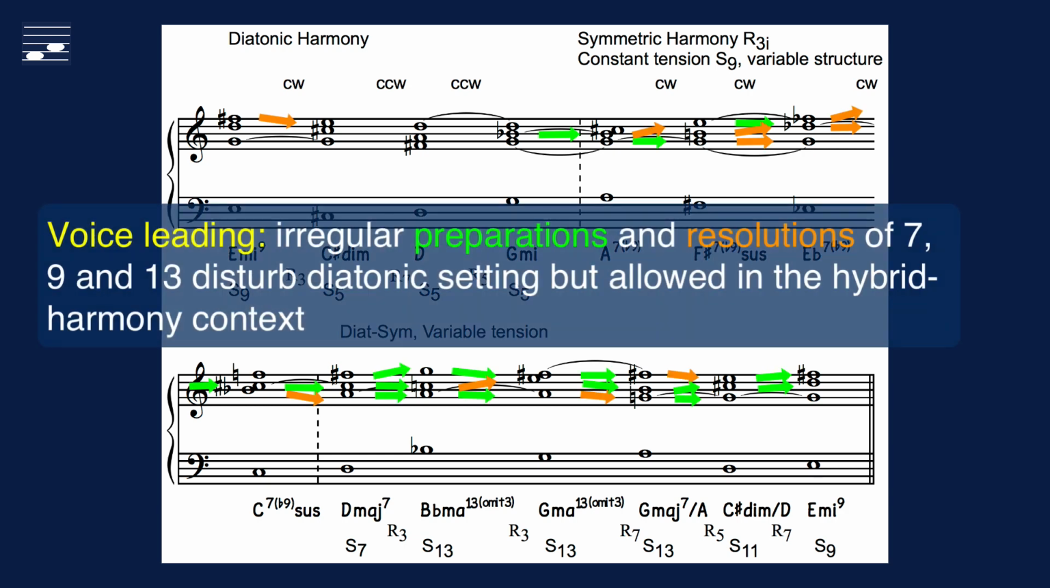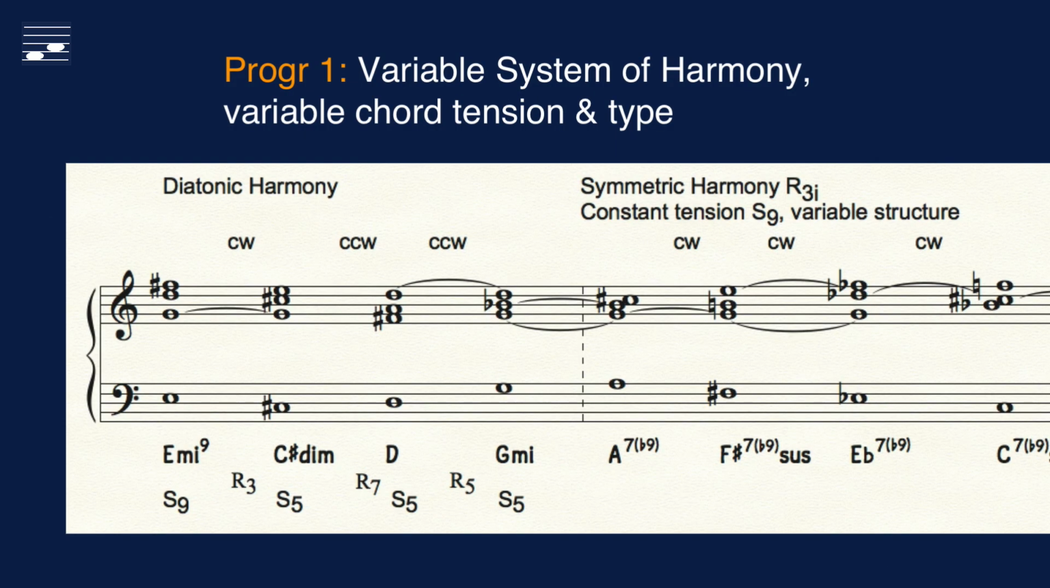Here's the overview of dissonant chordal function preparation and resolution in this example progression. Note the many cases of irregular dissonance handling, such as higher functions 9 and 11 resolving by ascending motion. This non-smooth voice leading will disturb the diatonic mood of the progression, but it is allowed in the hybrid harmony technique. And now let's listen to this example.